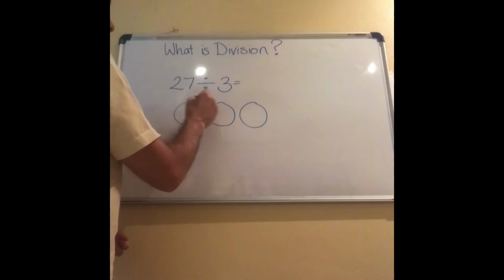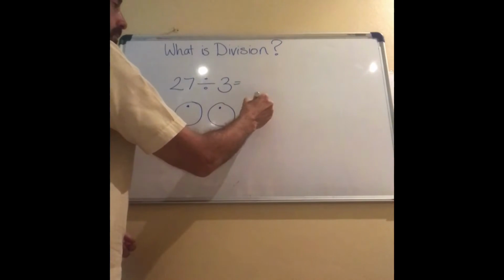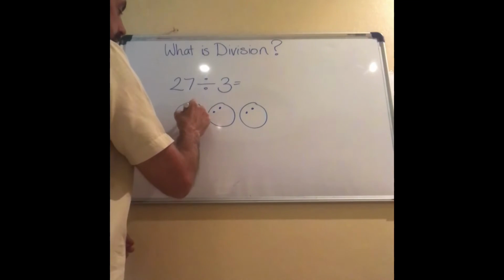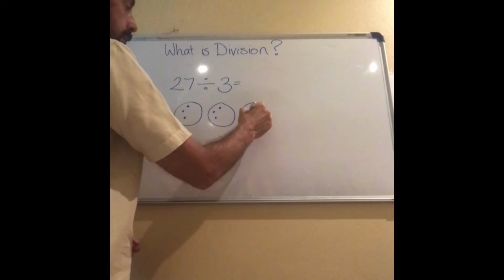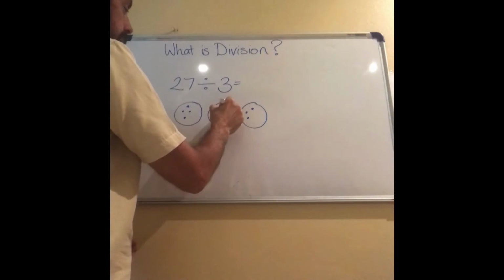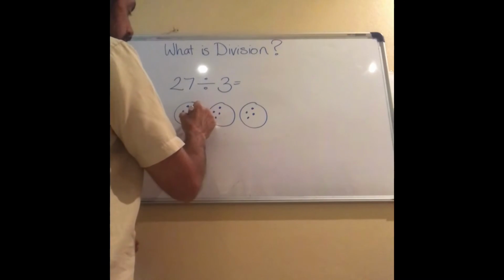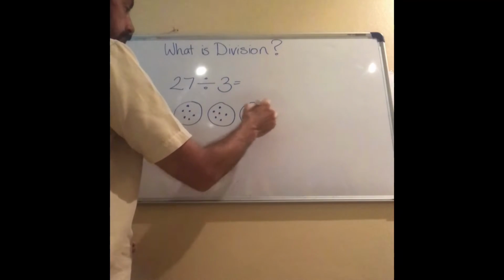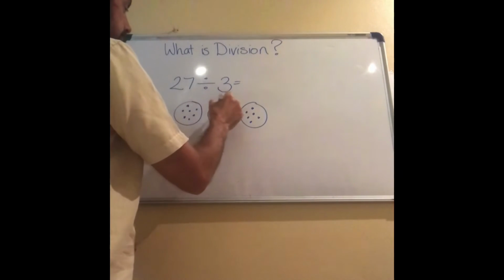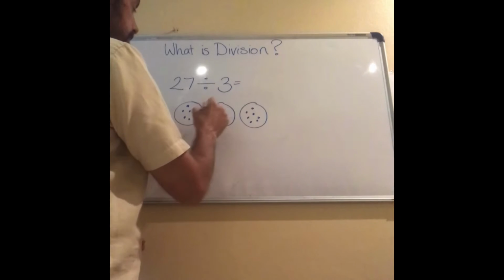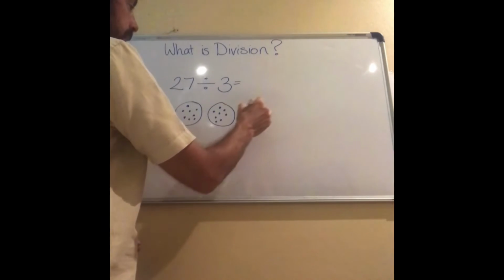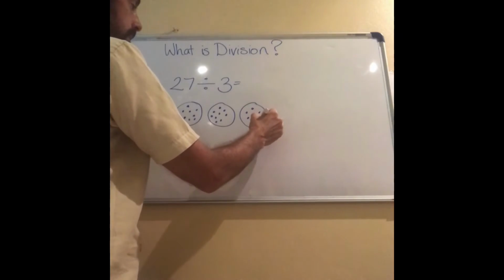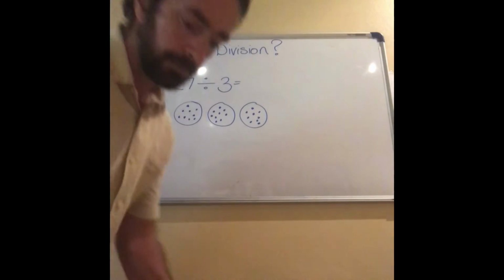So 1 for you, 2, 3, 4, 5, 6, 7, 8, 9, 10, 11, 12, 13, 14, 15, 16, 17, 18, 19, 20, 21, 22, 23, 24, 25, 26, 27. So I've shared them out.